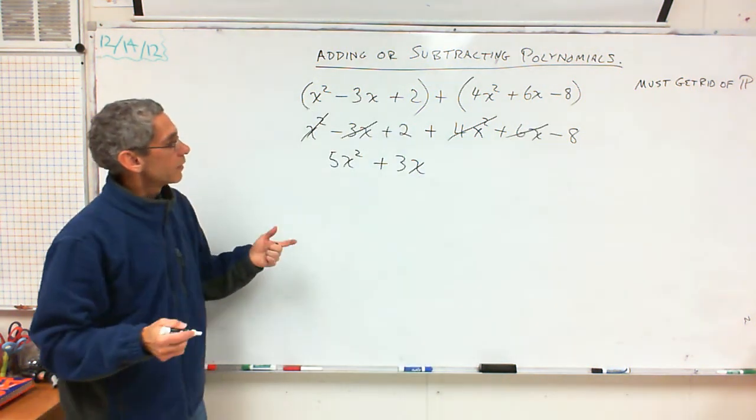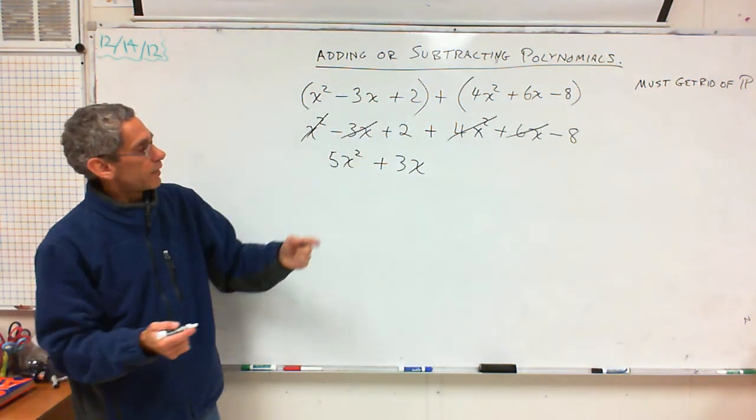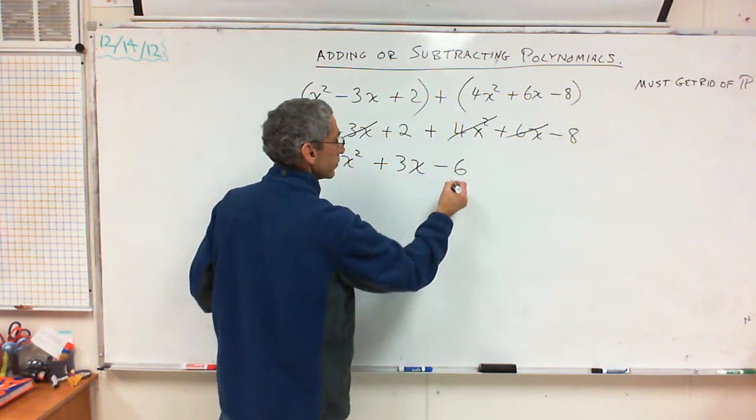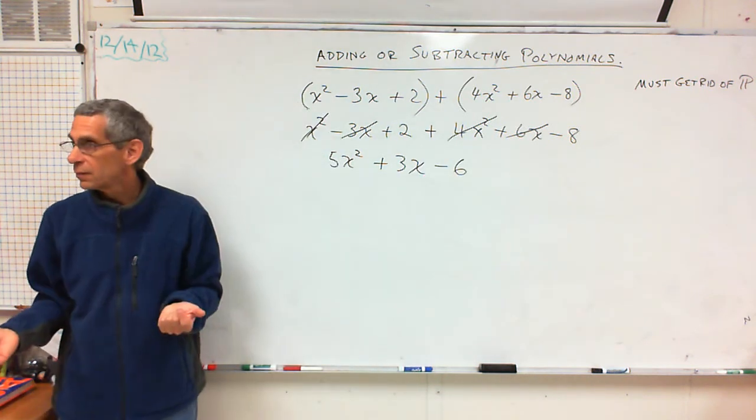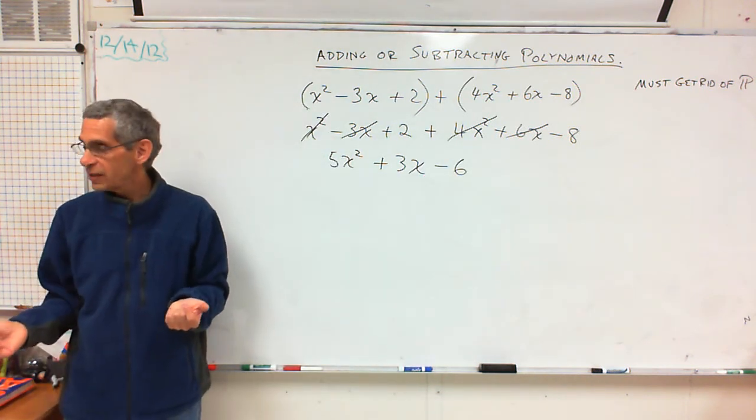Negative 2 minus 8 is negative 6. And I'm done. Oh, snap. Piece of cake, right? Piece of cake.